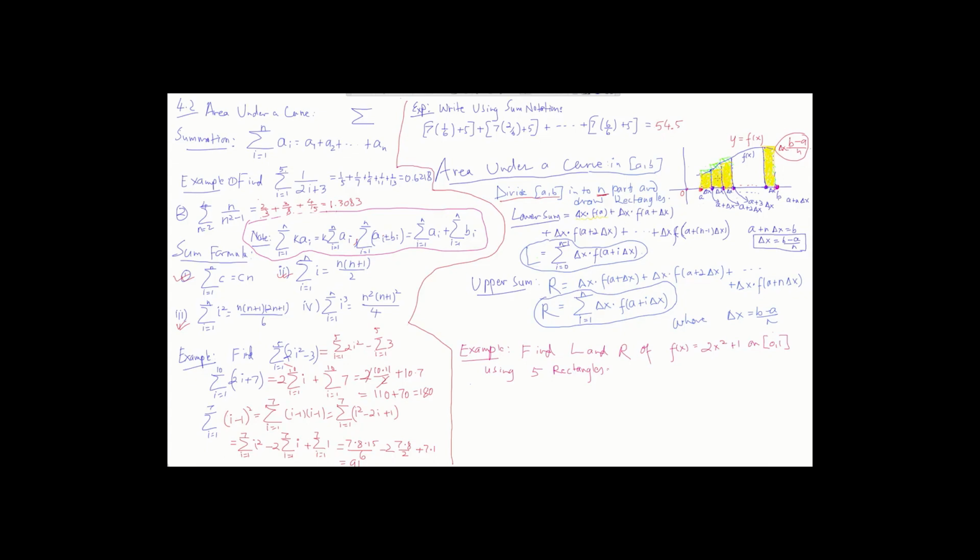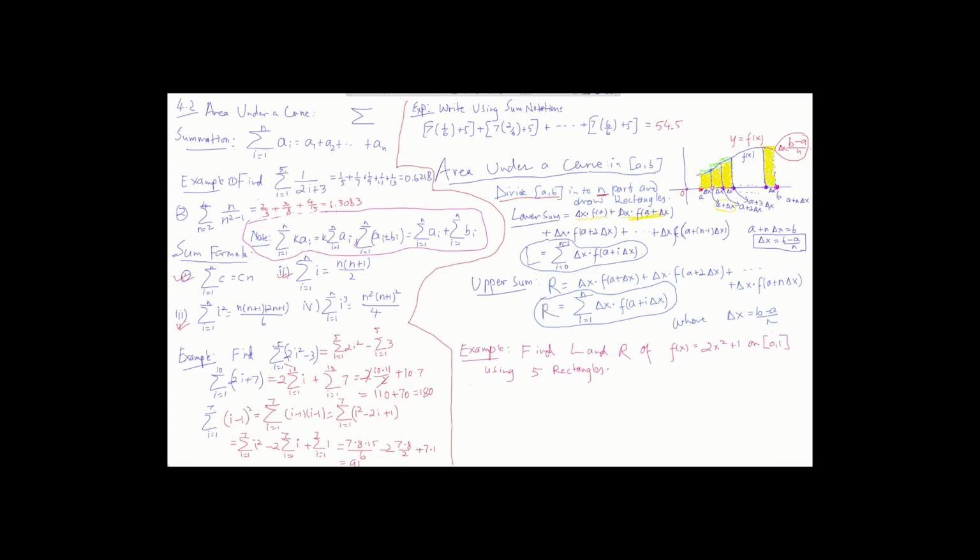Similarly, for the second rectangle, what is the value of this point? This length was a, and this is delta x. So this is a plus delta x. You see that? And what is the height? Height is f of a plus delta x. So what is the area of this rectangle? It is delta x times f of a plus delta x. You see that?